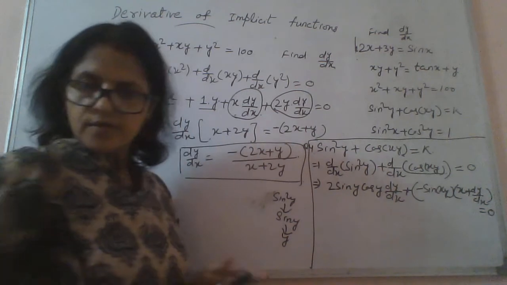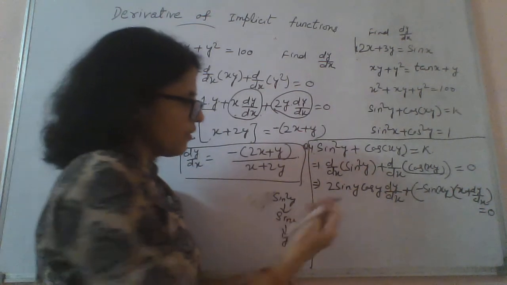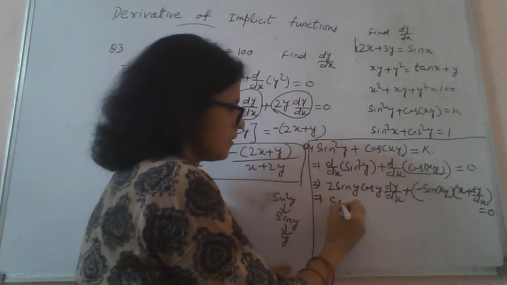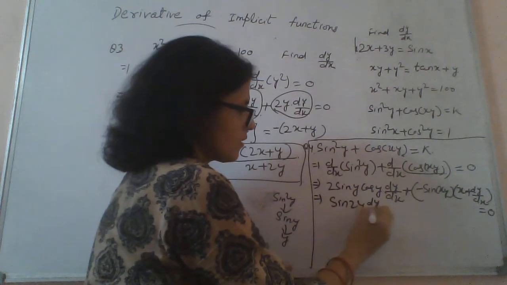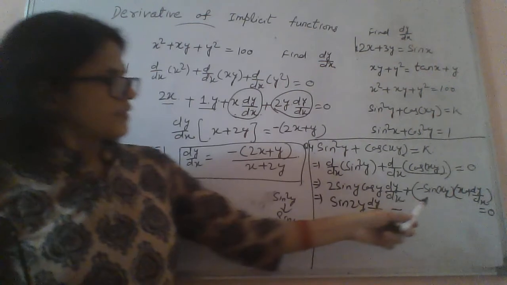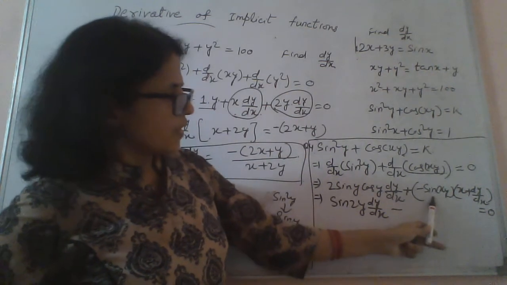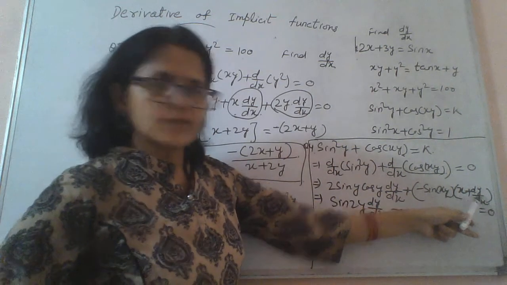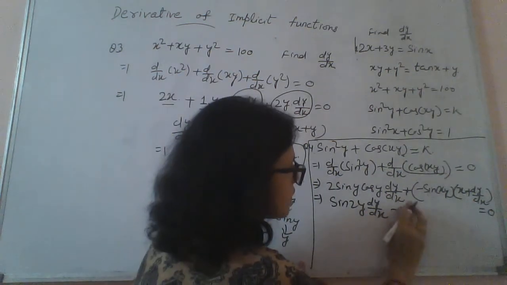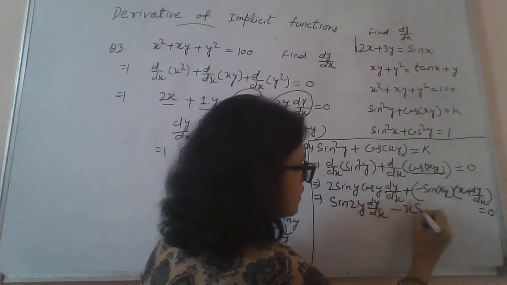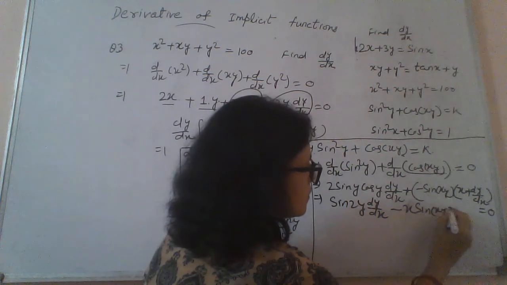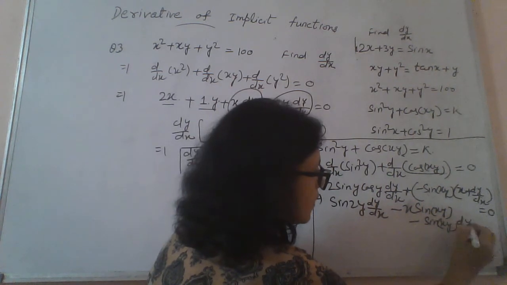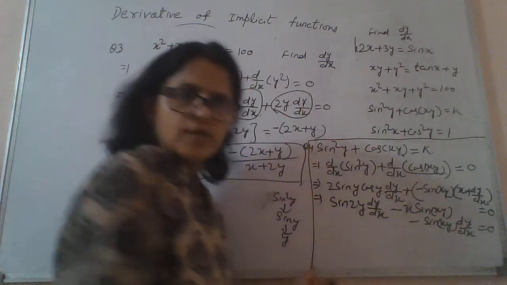that is equal to 0. Okay, so now let's simplify a bit. Whenever you write here minus 2 sin y cos y, it is sin 2y dy by dx, minus, here it is minus sin xy into y, minus x sin xy into dy by dx. This is equal to 0.